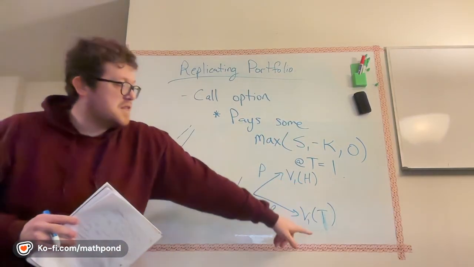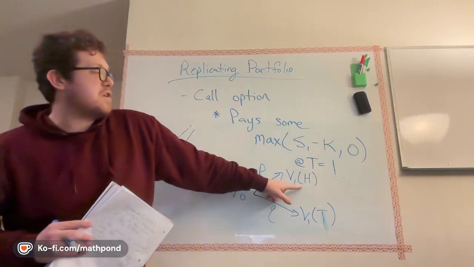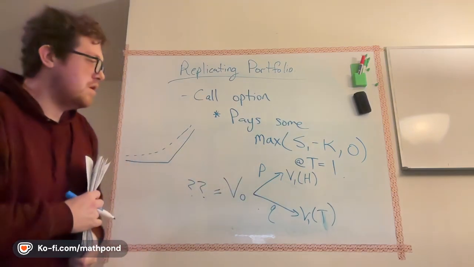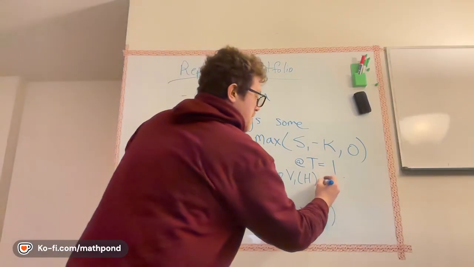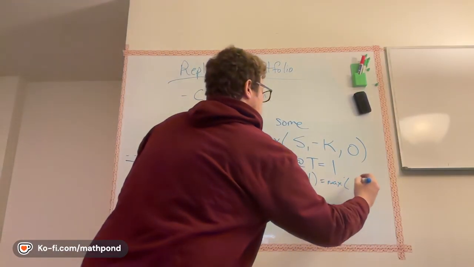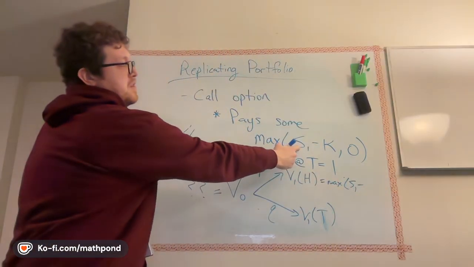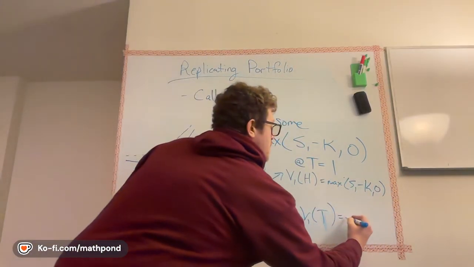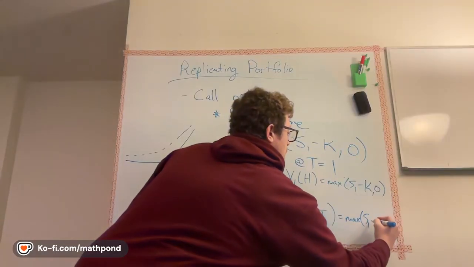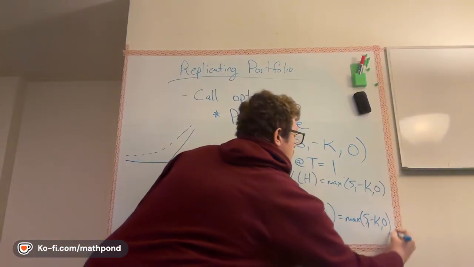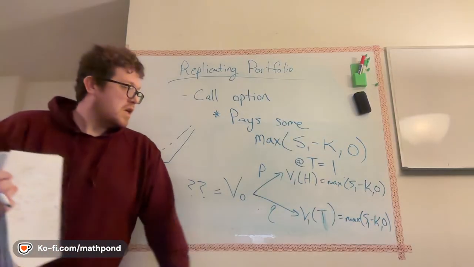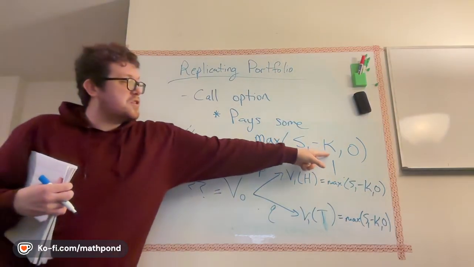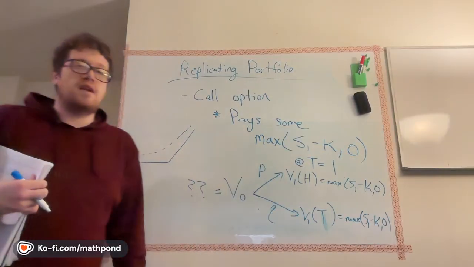And we know what these values are. Who could tell me what the value of this option is if the stock goes up? Well, I basically just wrote it right here, right? This is the max. It just depends on whether this is positive or not. So essentially for a call option, you're just getting paid the difference between the end price and the strike, or if it's negative, you just get nothing.